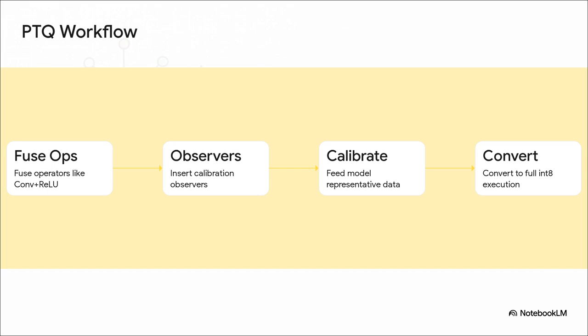Next, you insert these clever little things called calibration observers and feed the model some representative data. The observers watch the data and learn the activation ranges. Finally, you convert the whole shebang to full int 8 execution. Boom, you've shrunk the network without needing to retrain a single thing.